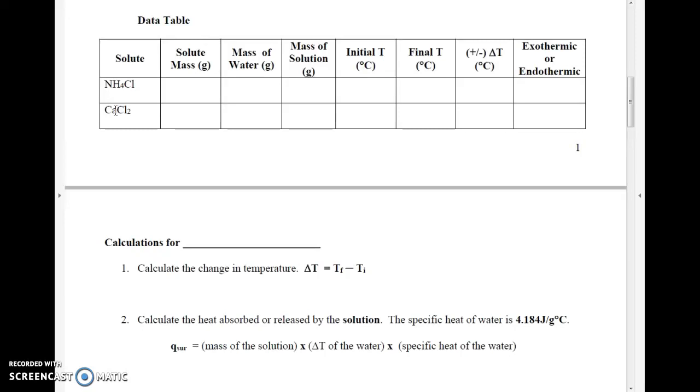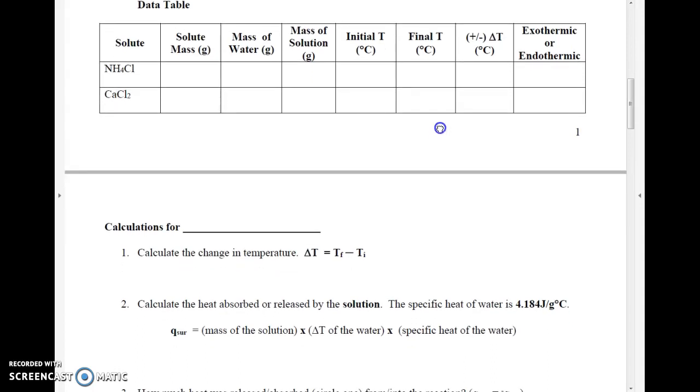You are going to, one at a time, dissolve the solids into the water and measure whether the temperature goes up or down. And you're going to record either the highest or lowest temperature that is reached. You're going to classify them as exo or endothermic, and then you're going to go through the calculations to figure out the delta H for the reaction.